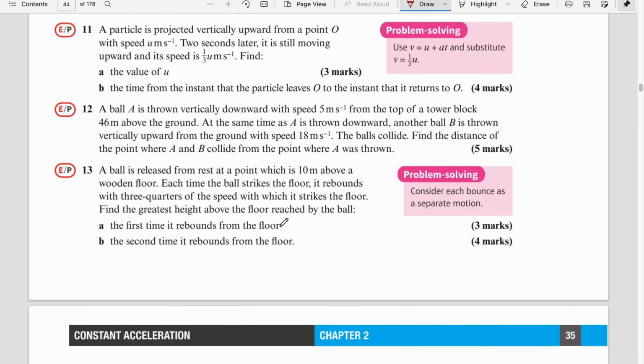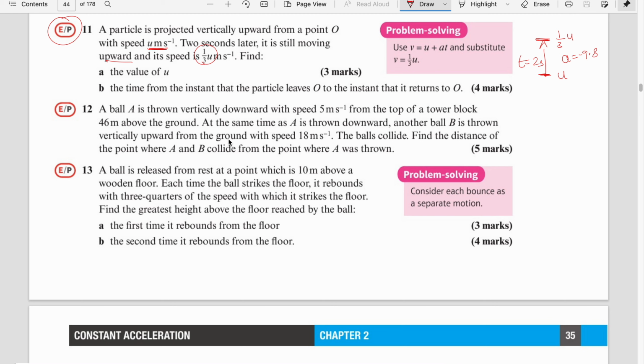Question number 11. A particle is projected vertically upwards from point O with speed u. 2 seconds later it is moving upwards and its speed is 1 by 3 u. Find the value of u. Now the particle is moving upwards. Speed at this point was u. Speed at this point was u by 3, and we know that time is 2 seconds. We know one more thing: acceleration is negative 9.8 because it is moving against gravity.